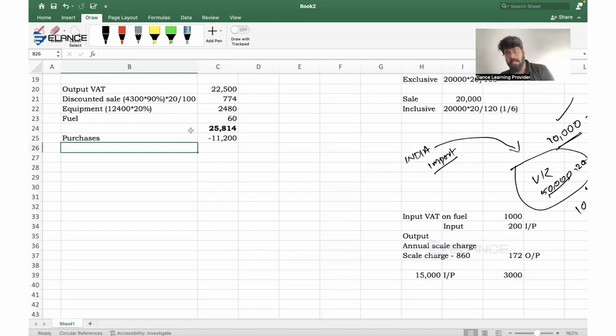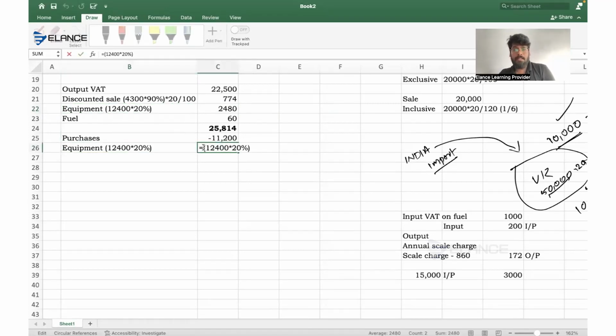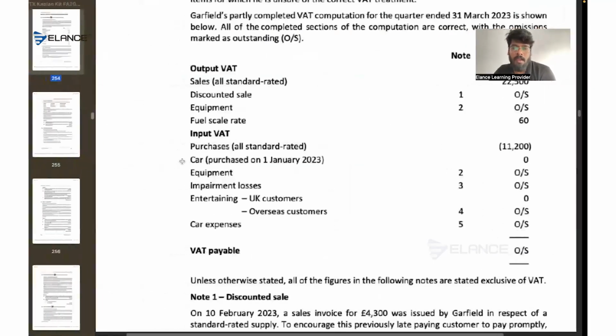At the time of importing that asset, he paid a VAT. The same amount he paid at the time of importing that asset, he can reclaim in the same VAT return. Okay. So the net effect is zero. At the time of importing any assets, the net effect is zero. We should pay the tax initially, then we can reclaim the same. So the net effect is zero in this question.